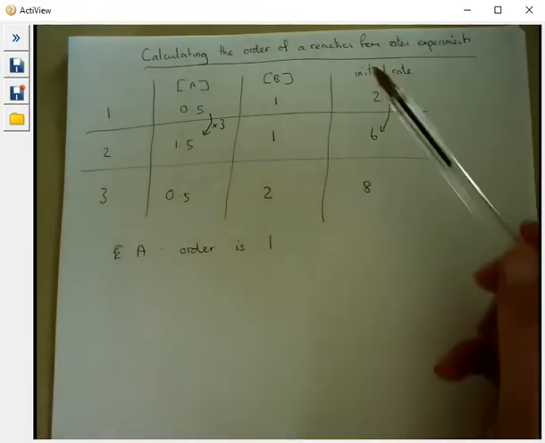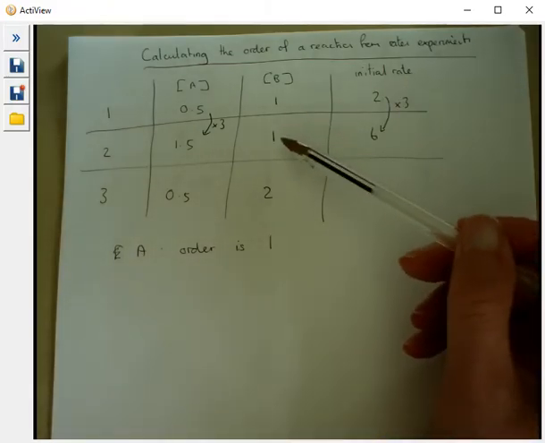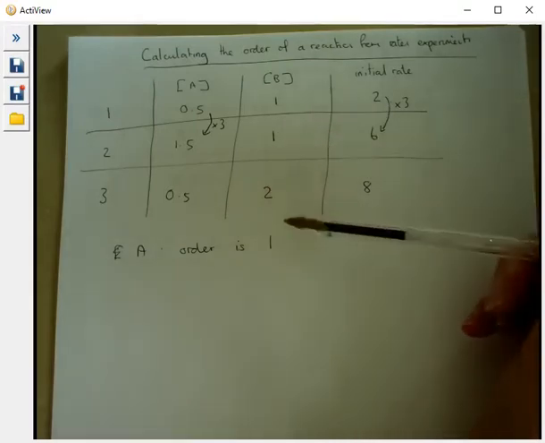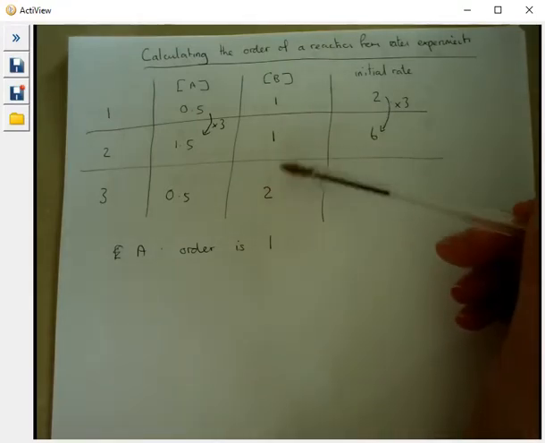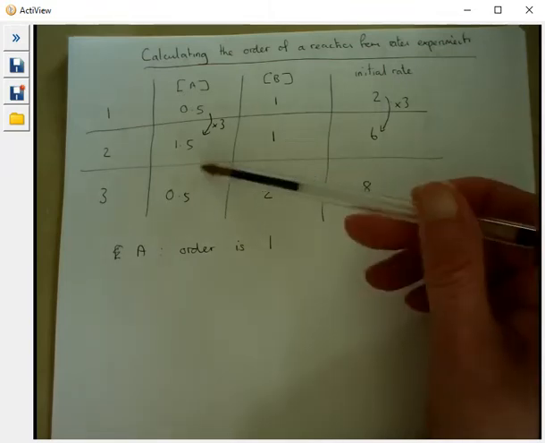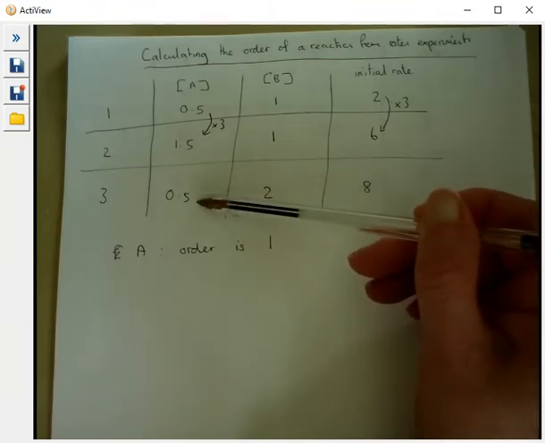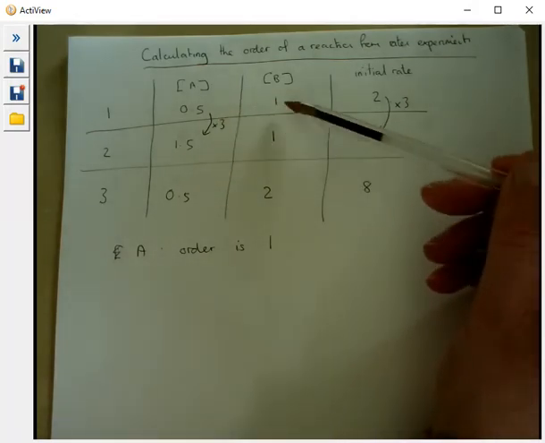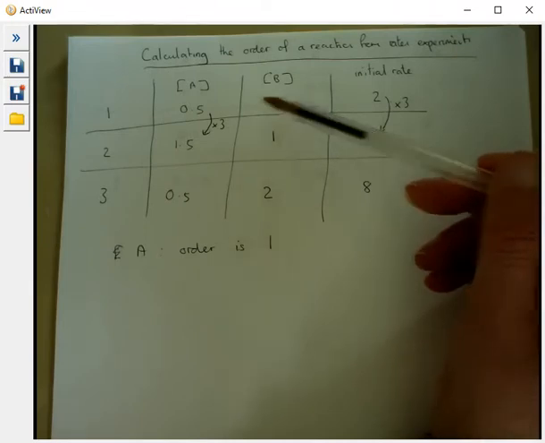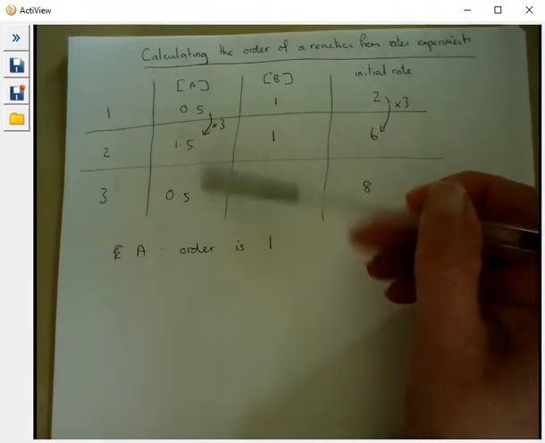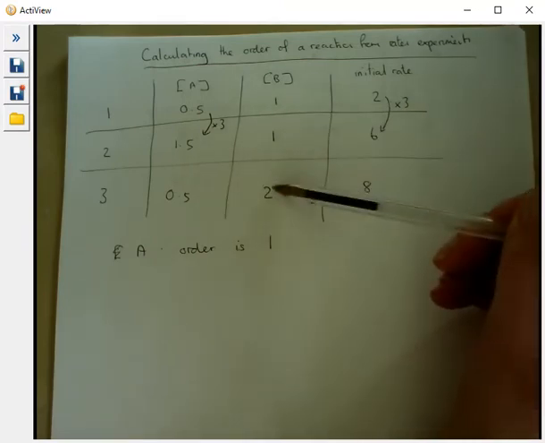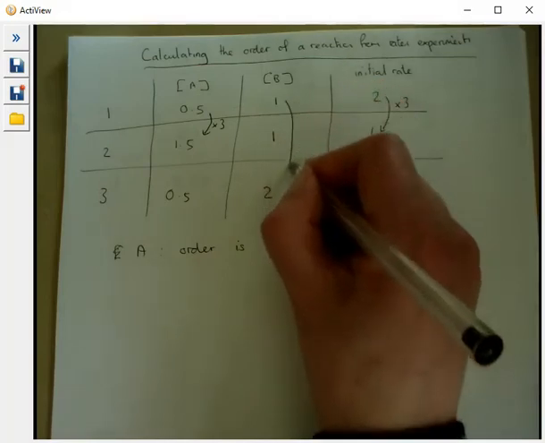Now for B, I need to find 2 of these experiments where B's changed, but A stayed the same. So if I compare experiments 2 and 3, I've changed B, but I've also changed A. So that's not a useful one to look at. We can still do it, but it's easier if we look at one where we've changed B, but kept A the same. So if we look at experiment 1 and 3, I've kept the concentration of A the same, it's 0.5 in both, but I've changed the concentration of B.